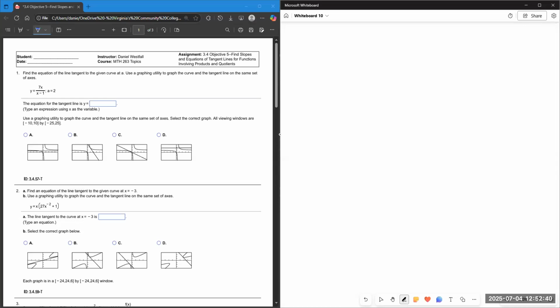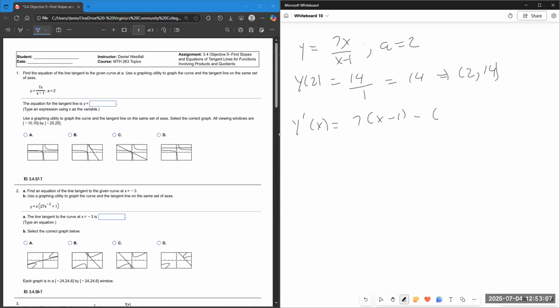So if y is equal to 7x over x minus 1, and we're interested at x equals 2, then y of 2 is equal to 7 times 2, which is 14, over 2 minus 1, which is 1. And that's 14 for my y value, giving me a point of tangency of (2, 14). y prime of x is going to be derivative of the top times the bottom minus derivative of the bottom times the top, all over the bottom squared.